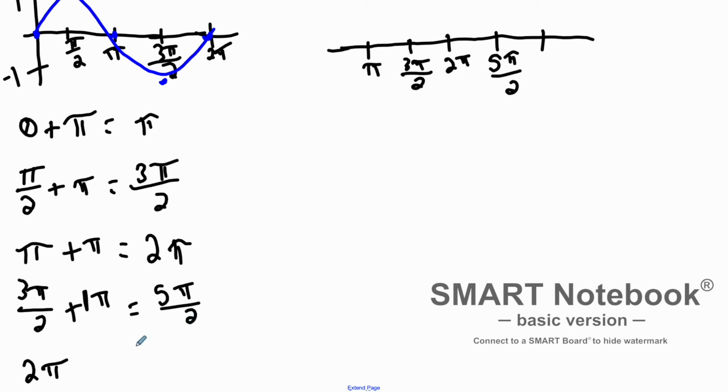And the last one, 2 pi plus pi, that gives us 3 pi. 3 pi.